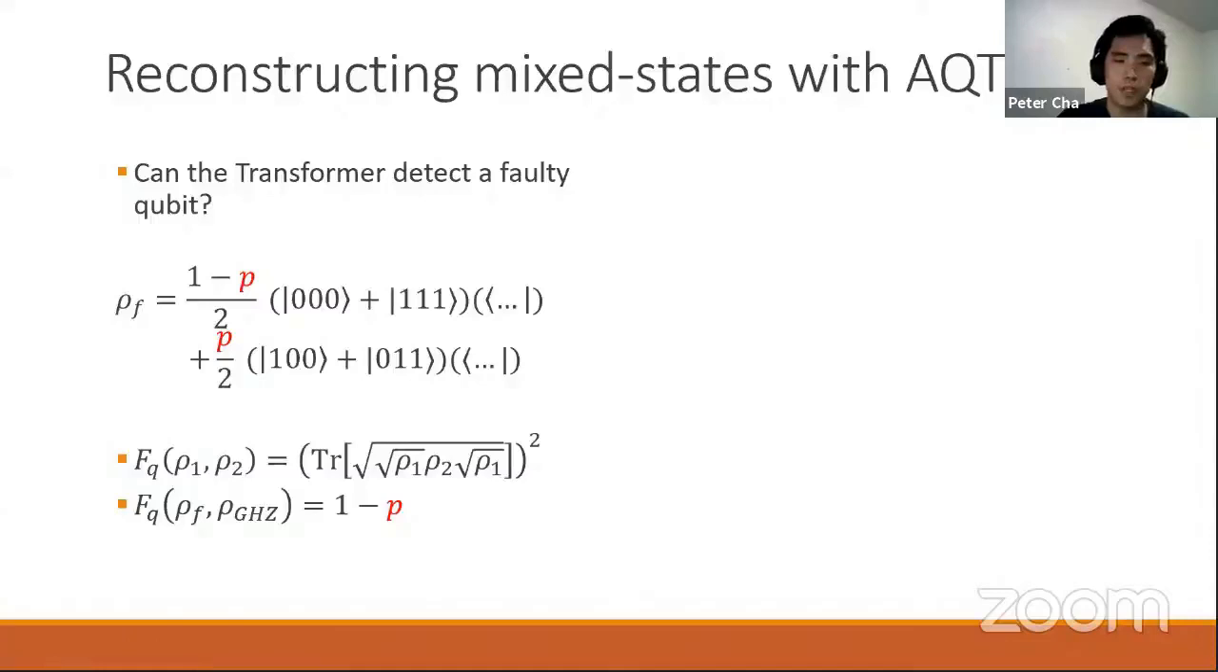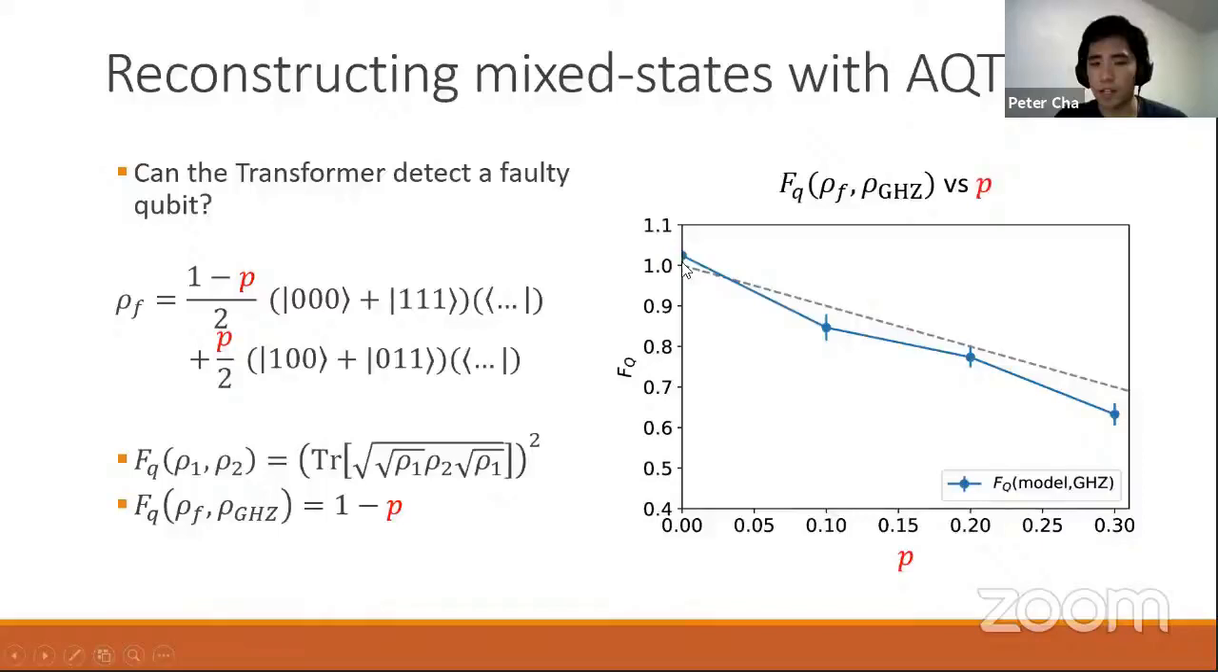And so this is the plot of the computed quantum fidelity of the state that is reconstructed by the transformer. You'll see that AQT is able to reproduce the quantum fidelity as we would expect. The behavior is linear and approximates the line that we would expect to see, 1 minus P, to a good accuracy, showing that the AQT is able to give a good estimation of the probability P without knowing a priori what the probability is.